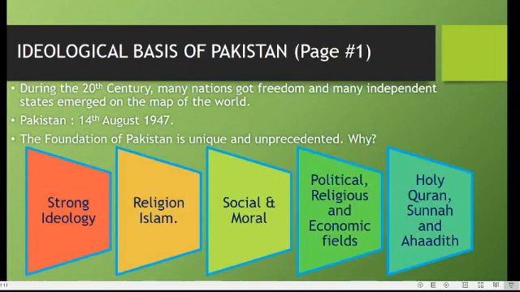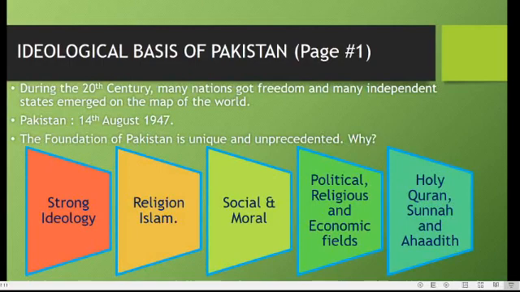Now, one of the reasons for the emergence of many states in the 20th century was that colonialism ended. After World War II, Britain and France got quite weak and couldn't uphold their colonies anymore, so they started giving them independence. And during that time period, Pakistan and India emerged on the map of the world as well. So the subcontinent got separated and 2 states emerged.